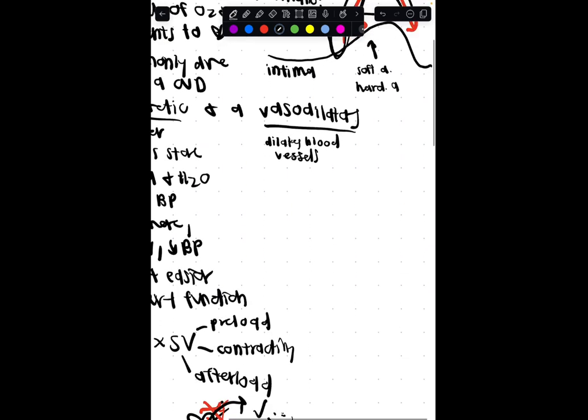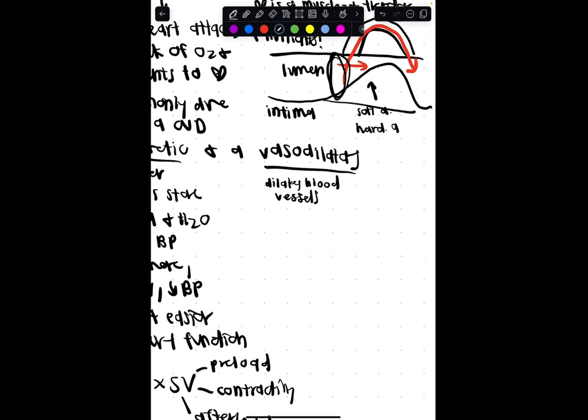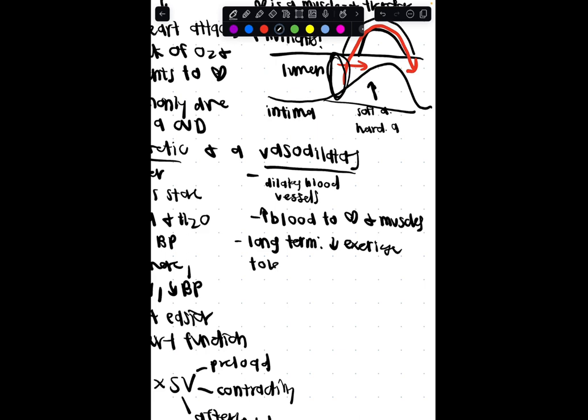Okay, so we have constriction, we have a blockage. We want to open up the blood vessels, so we take a vasodilator. This is good for the short term, obviously, because we are able to get more blood through, so increased blood to the heart and muscles, actually. Long term, though, we may actually begin to see decreased exercise tolerance. Why? We're going to decrease preload.